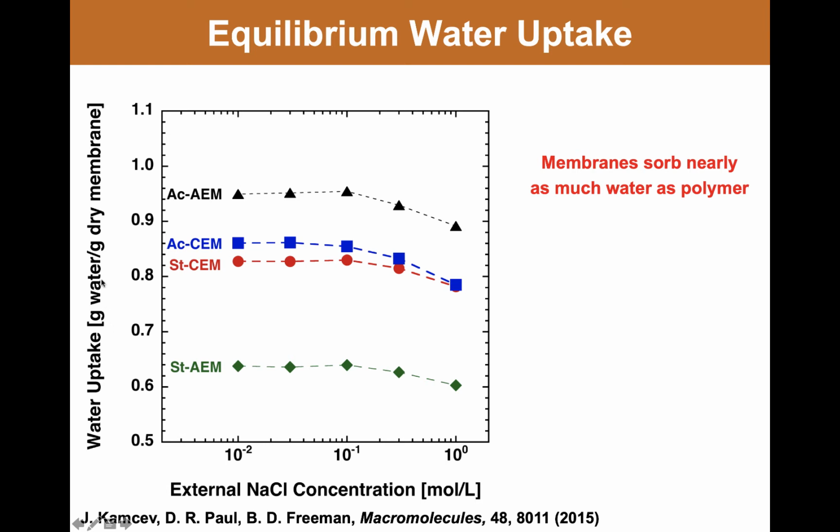The units on this are grams of water per gram of dry membrane, and some of these materials are taking up nearly their own weight in water. Not all of them, but some of them are. Now, these are representative ion exchange membranes. If you go to other companies and get other ion exchange membranes, they will have similar or perhaps lower levels of water uptake, but not much that's much higher than this.